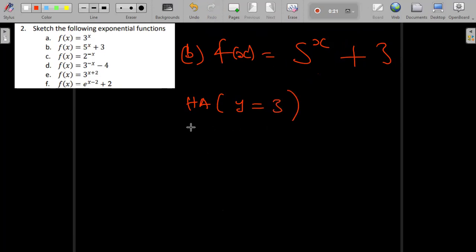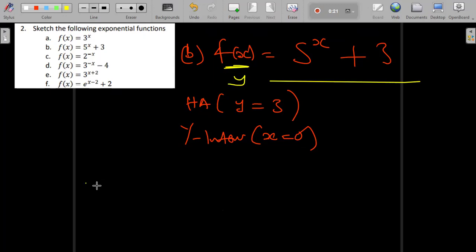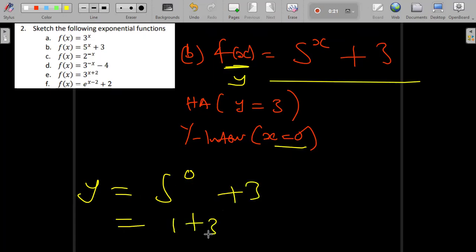What about the y-intercept? We said for the y-intercept, we always say x is equals to 0, and then we solve for y. So we're going to get this. We're going to say this f of x is the same as y, so y is equals to 5 to the power 0, because our x is 0, and then plus 3. So this will be 1 plus 3. So this will just be 4. So our y-intercept is at 0, 4.